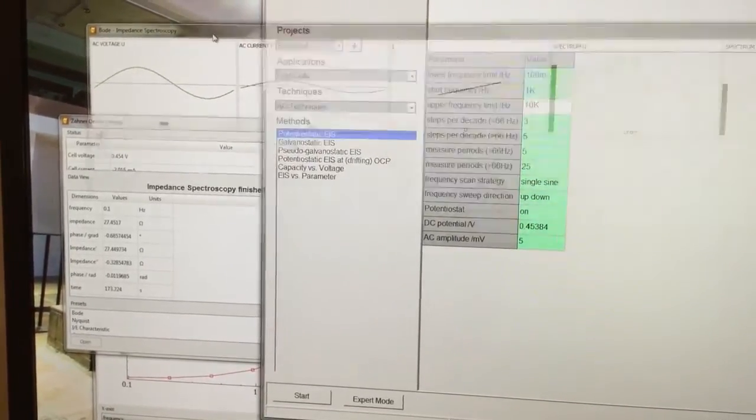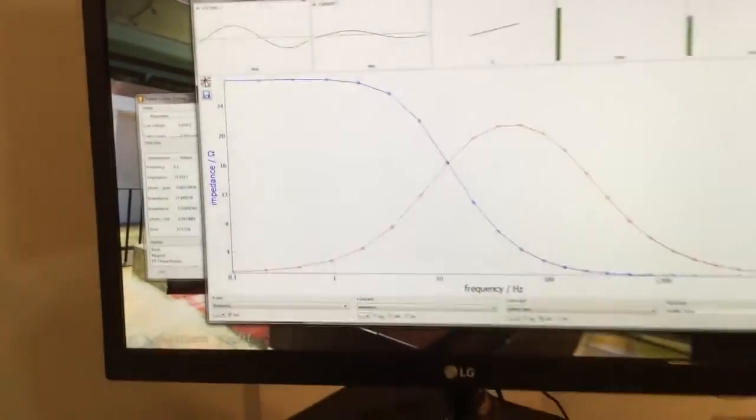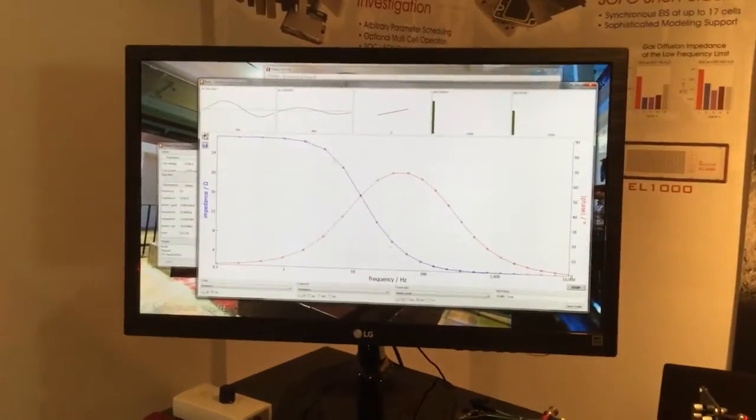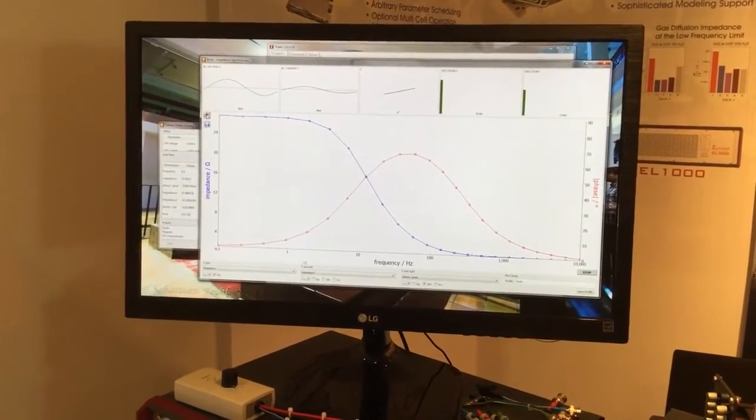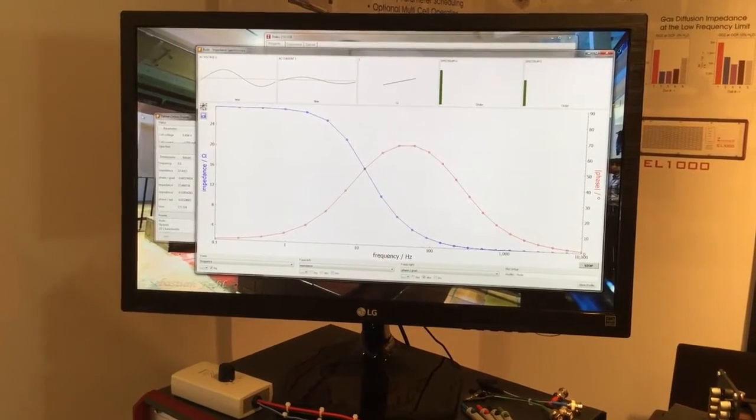At the end of the measurement, or while the measurement goes on, you will see this window here, where you can really nicely monitor the progress of your measurements.